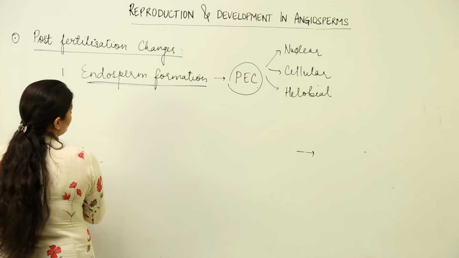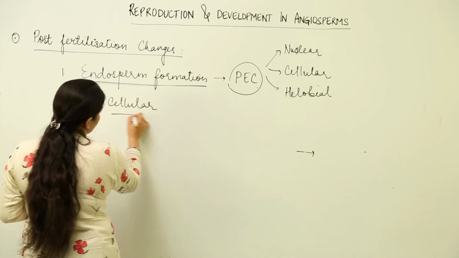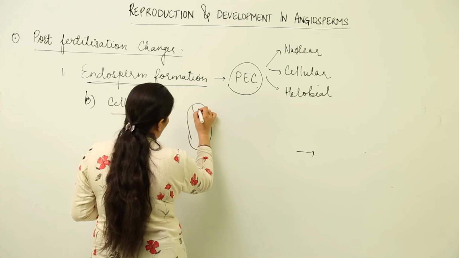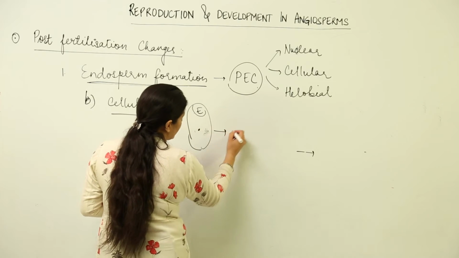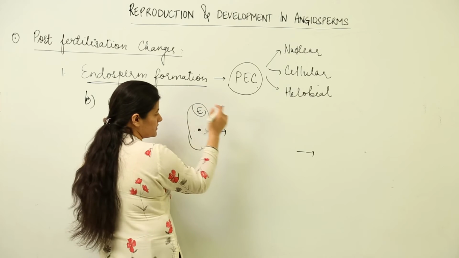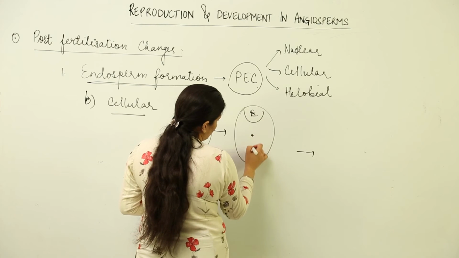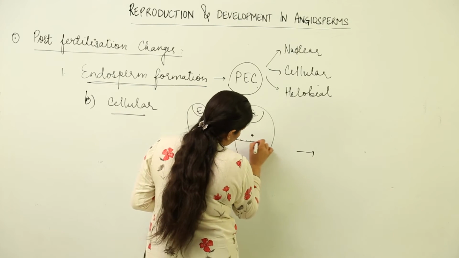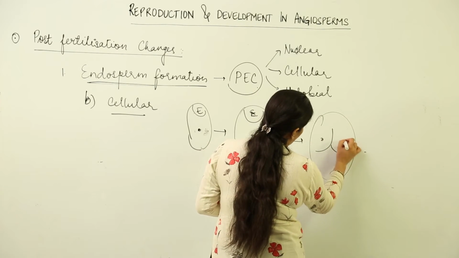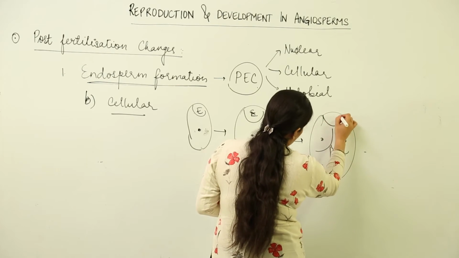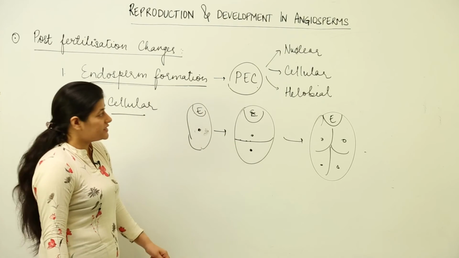But in the case of cellular endosperm, you would find simply formation of a cell wall as soon as the first division takes place. Supposedly this is the primary endosperm cell, this is the embryo. The first nuclear division results in the formation of 2 nuclei, which would be separated by a cell wall. The next division could result in 4. Again you are going to find cell wall between them. In this way the cellular endosperm develops.